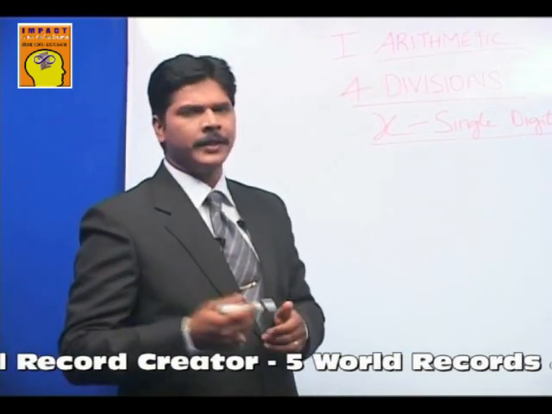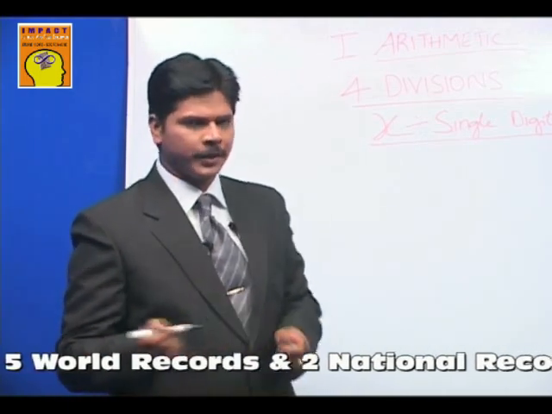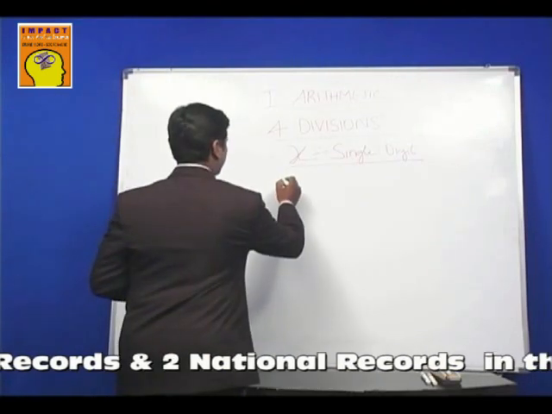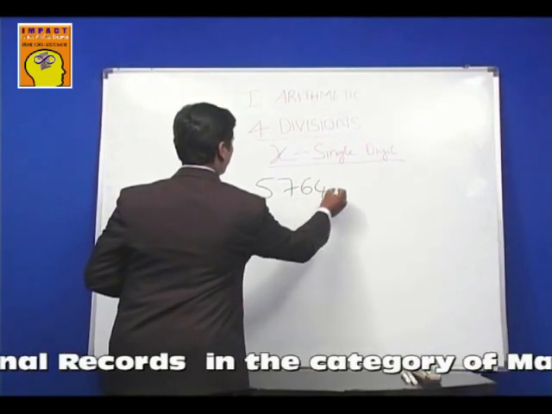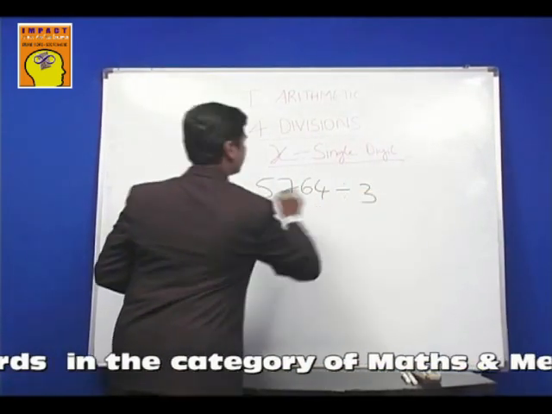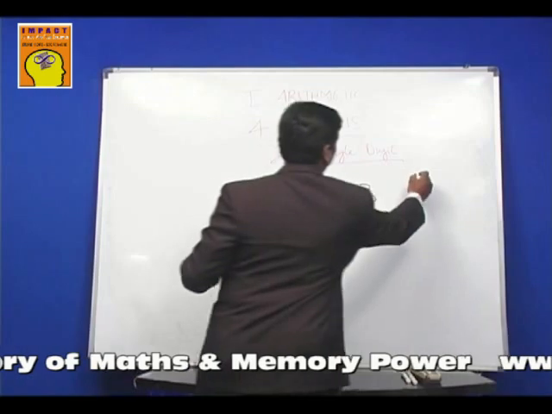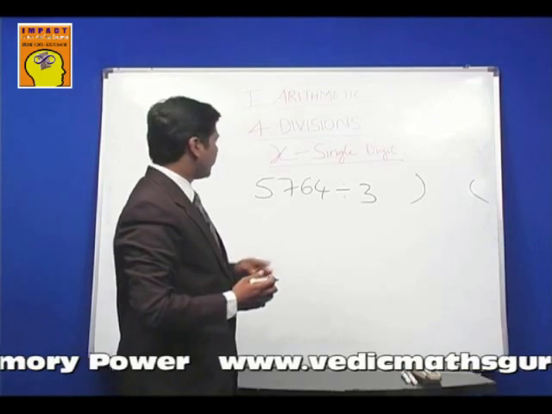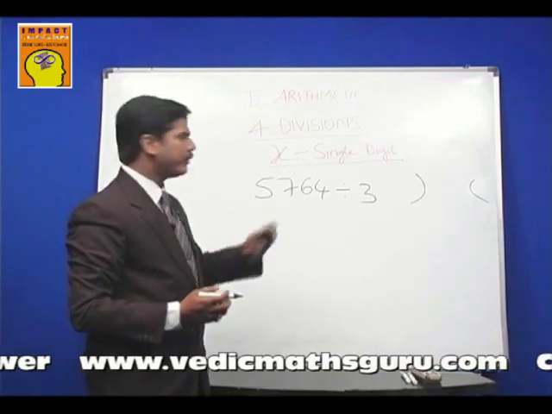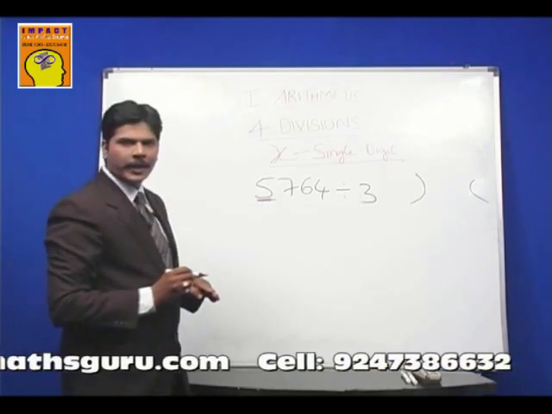Let me review once again, for those who already know, what exactly the short division method is. Let's postulate an example like this. How much is 5764 divided by 3? Usually we apply the bracket method. In school they taught us the bracket method, but here in Vedic mathematics we don't apply any bracket method. Rather we do this. You underline the first number, 5.